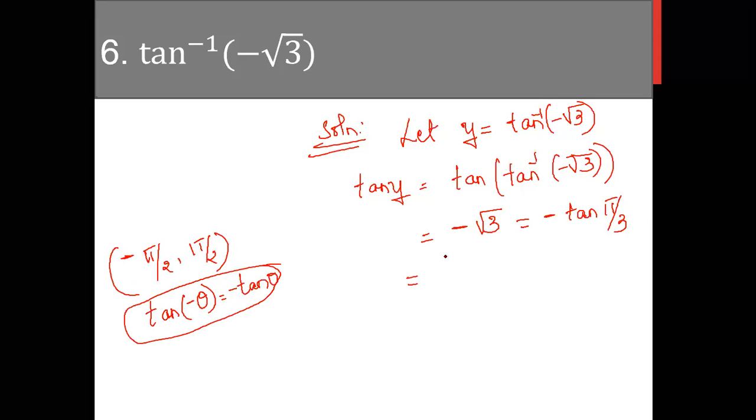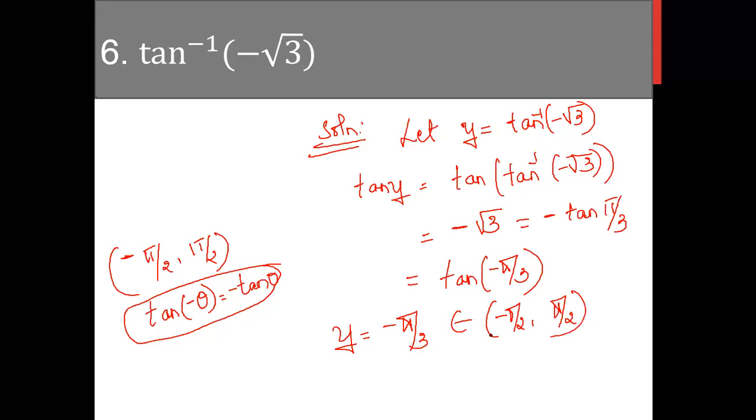So what I'll write, minus tan pi by 3 can be written as tan of minus pi by 3. So by applying tan inverse both the sides, we get y is equal to minus pi by 3. Check whether minus pi by 3 belongs to our principal value branch. This belongs to our principal value branch. So the correct answer is y is equal to minus pi by 3. Isn't it easy, students?